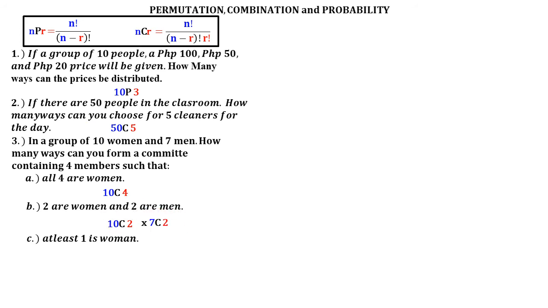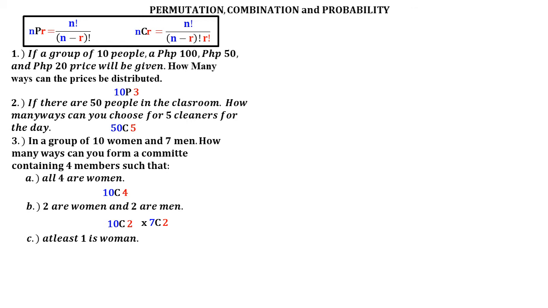Next, at least 1 is a woman. So, ano bang ibig sabihin nun? At least 1 is a woman. So, 1 is a woman, 2 are women, 3 are women, or all 4 are women. Ayun ang ibig sabihin niya. So, papakita natin dito is 2 methods. Kung ano yung principle muna, yung medyo mahaba, ipapakita natin.